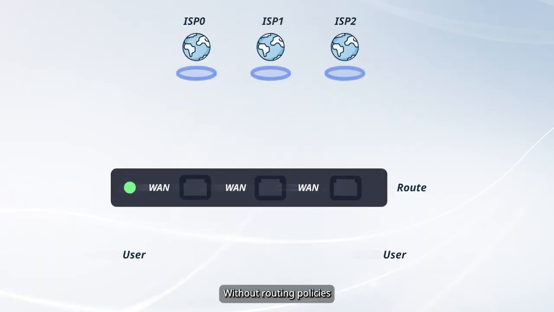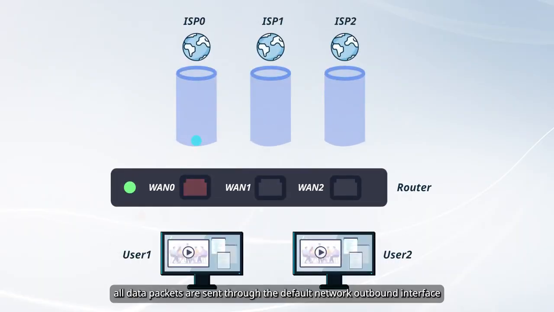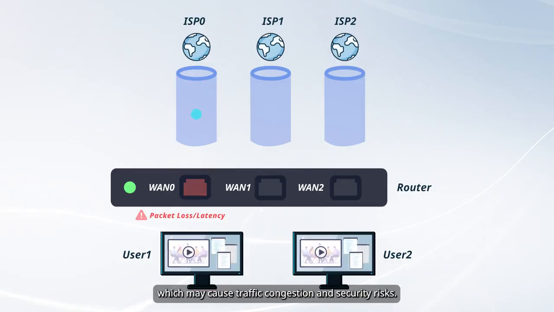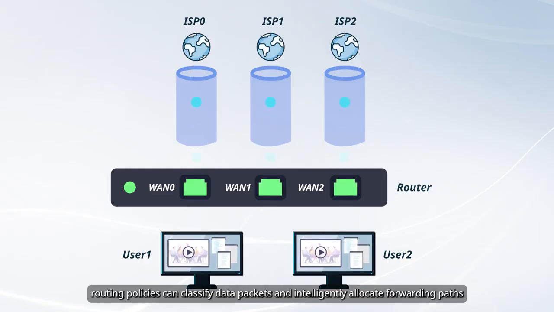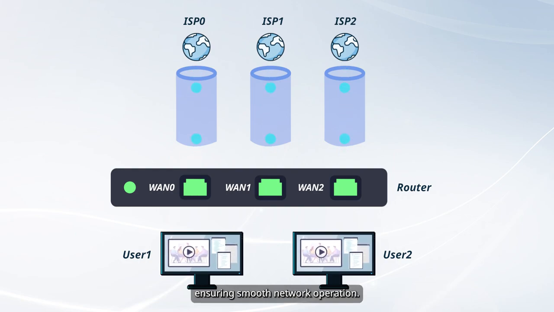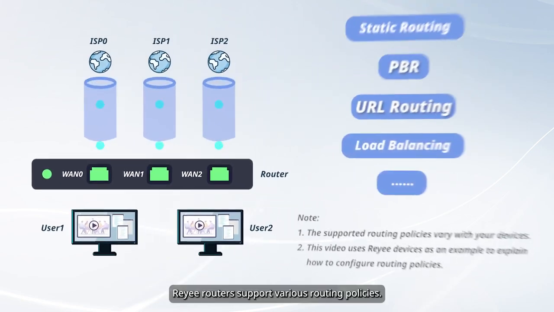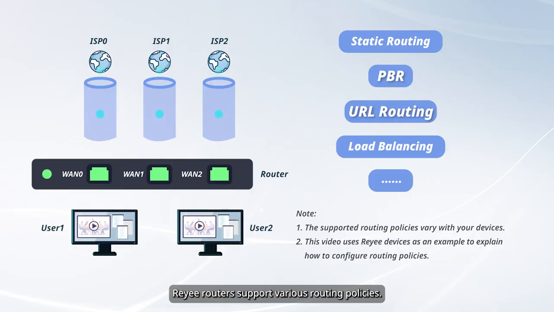Without routing policies, all data packets are sent through the default network outbound interface, which may cause traffic congestion and security risks. In the Multi WAN scenarios, routing policies can classify data packets and intelligently allocate forwarding paths, ensuring smooth network operation. Ruijie routers support various routing policies. This video introduces PBR and URL routing, as well as their configuration methods.